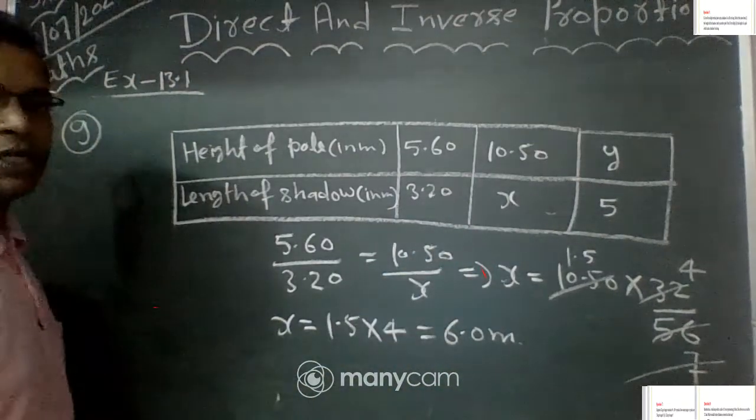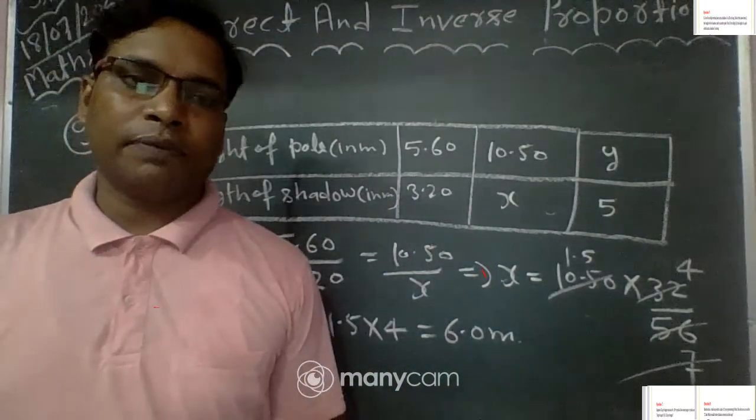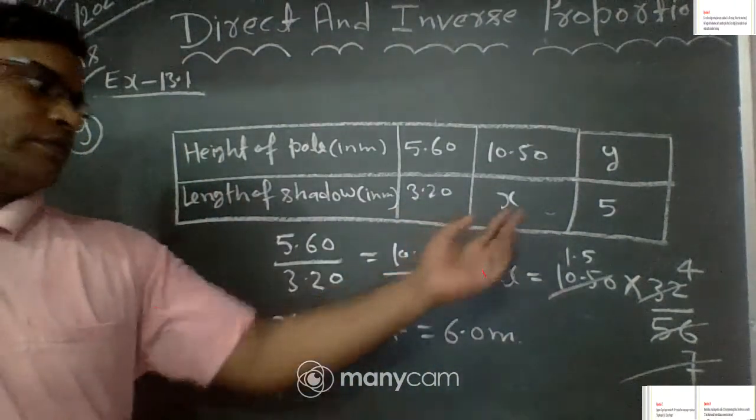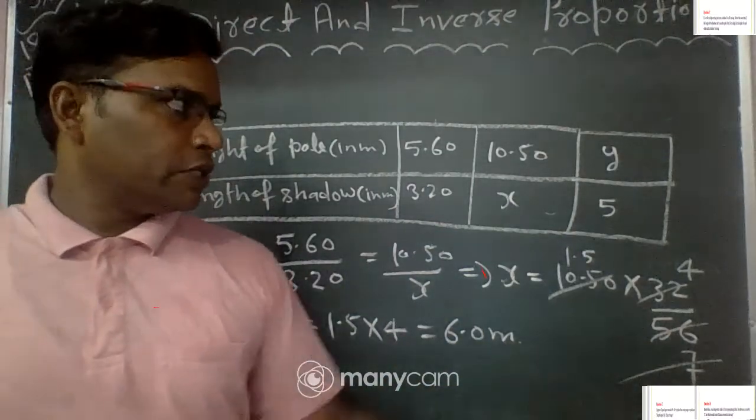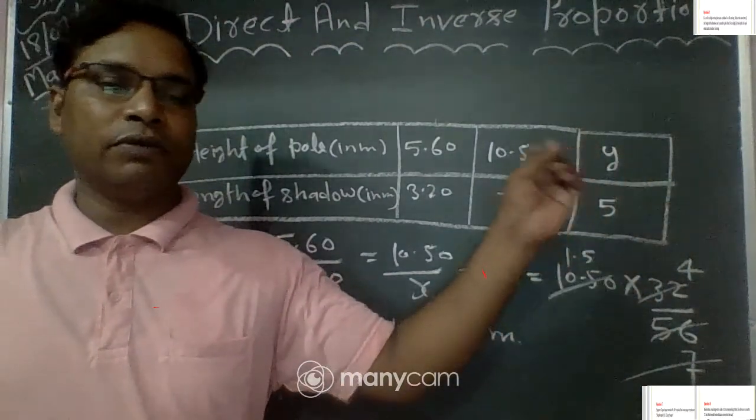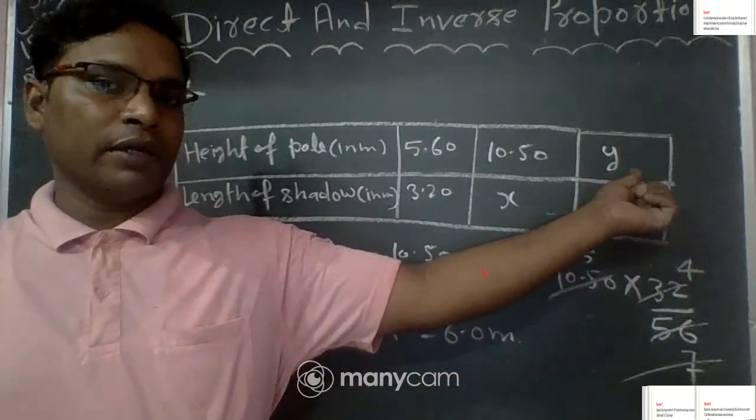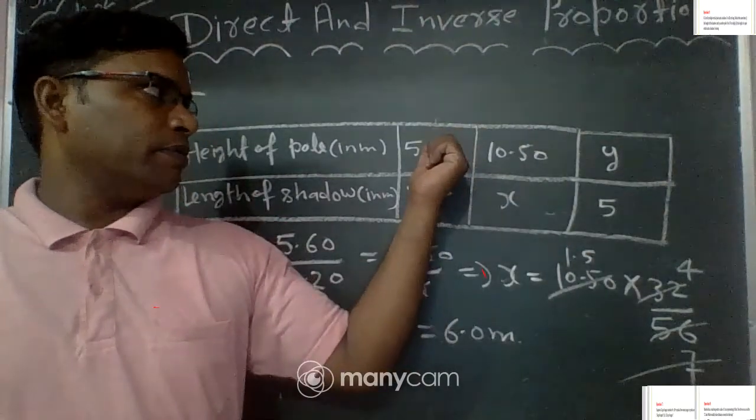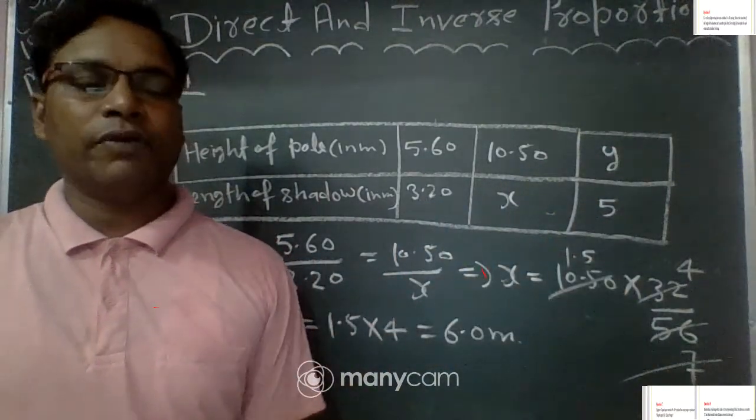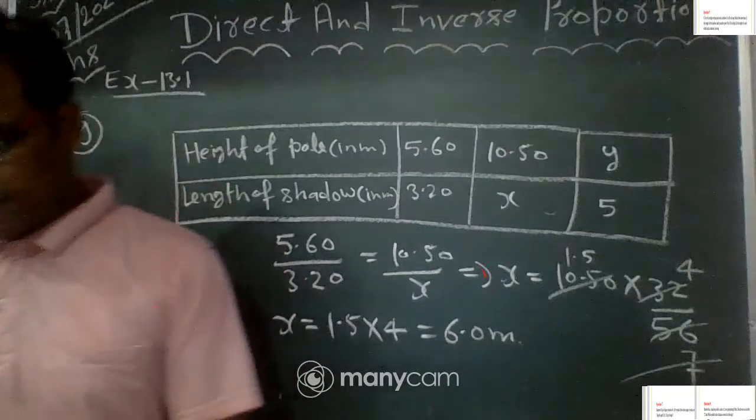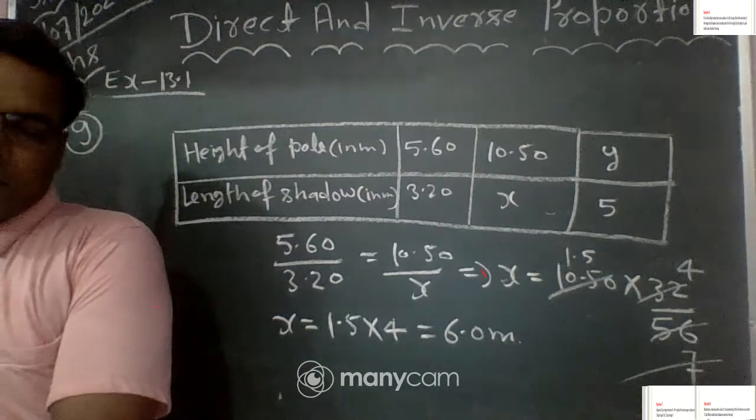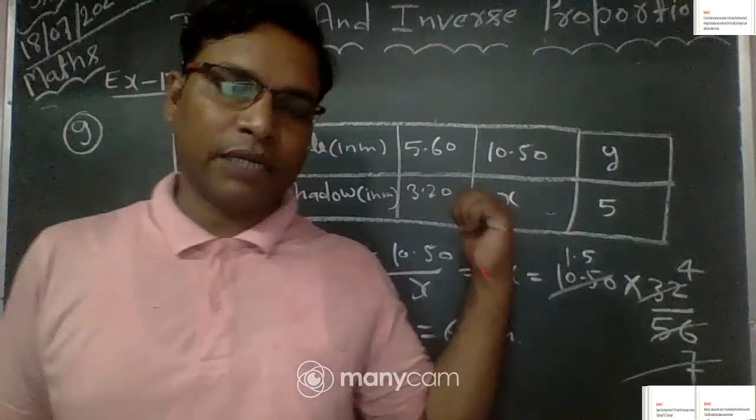What is x? x is the length of shadow. Okay. When the height of pole is 10.50 meter, then the length of shadow is 6 meters. Okay. Similarly, you can solve this. Here given the length of shadow is 5 meter. Then we find the height of pole. Here we let y. So we can write 5.6 by 3.2 is equal to y by 5, and we calculate this and we find the height of pole is 8.75 meter. The height of pole we obtained.